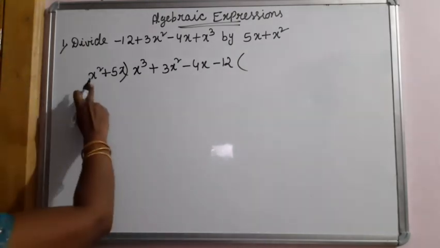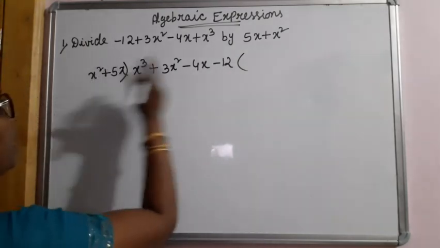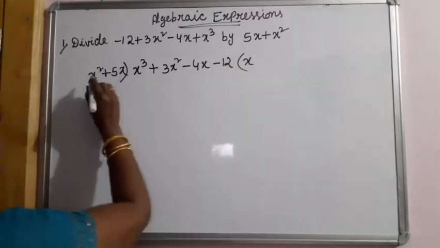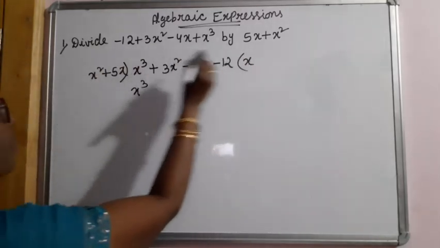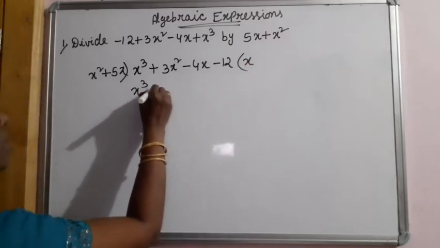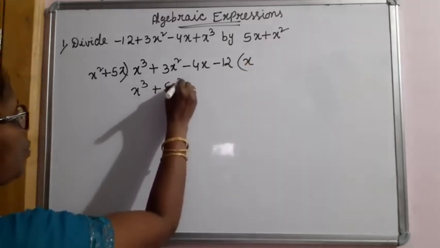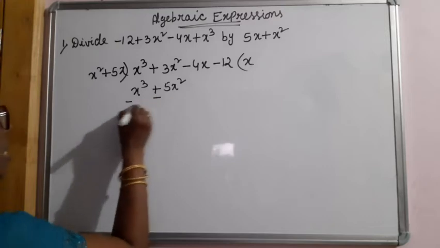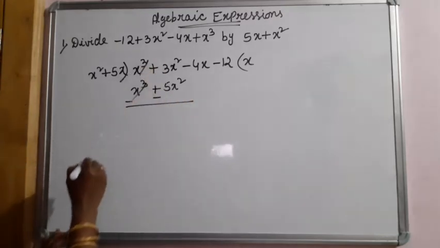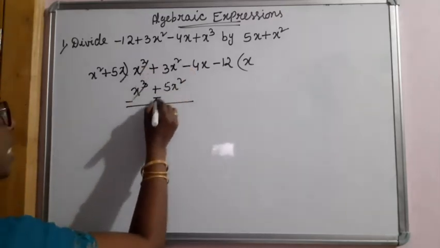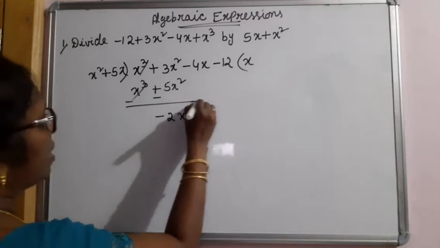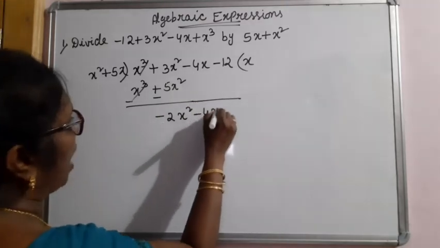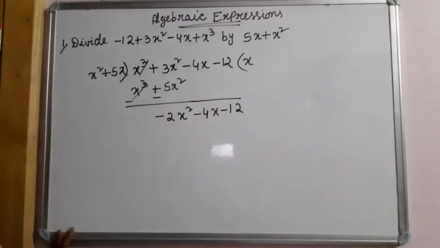Now, x square is here, x cube is here. So we have to write x, because x square into x is x cube, and 5x into x is plus 5x square. Let us subtract. X cube minus x cube is cancelled. 3x square minus 5x square is minus 2x square, and the remaining terms we take as they are.